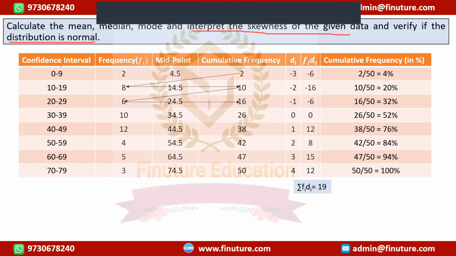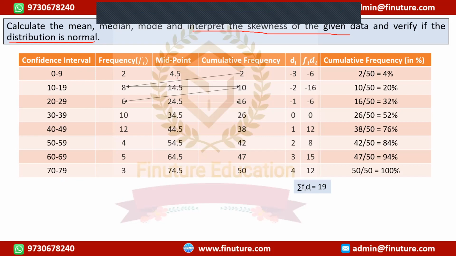You can imagine this data as marks of students of a class where in total there are 50 students. These are the marks divided into various intervals like 0 to 9, 10 to 19, and all the way till 70 to 79. So there are two students who have scored between 0 to 9, some students who have scored between 10 and 19, likewise till 70 to 79.